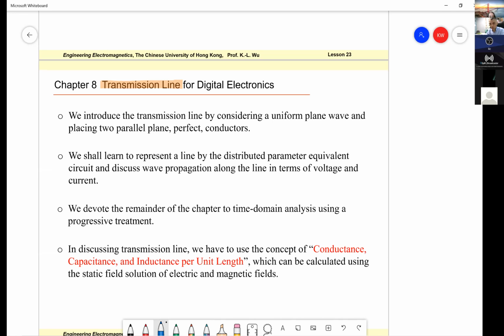In this chapter we deal with transmission line and its application for digital electronics. And another chapter we talk about transmission line for communications.